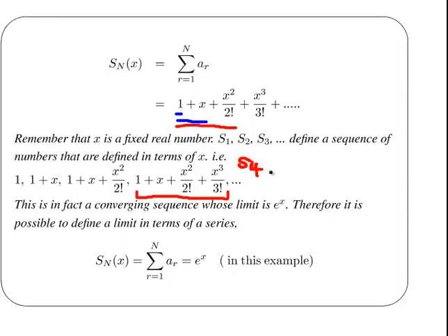So this is in fact a converging sequence whose limit is e to the power of x. Now that's something that is going to come up later. But therefore it is possible to define a limit in terms of a series. So S of n of x in this example here is e to the power of x. Now this is just a special case, and what we're sort of setting something up here. So let's go to the next slide.